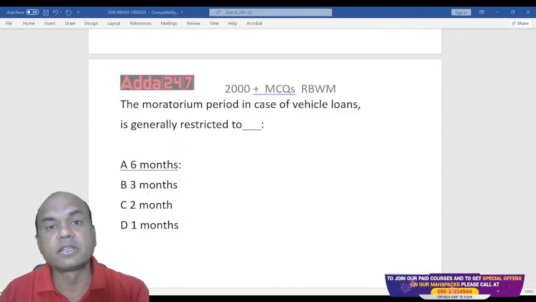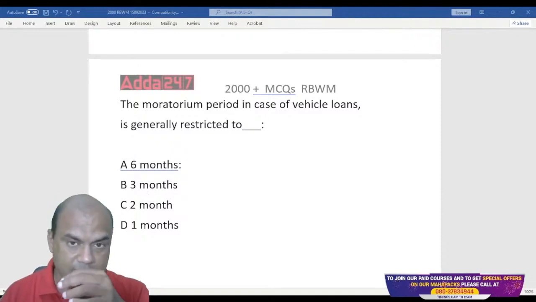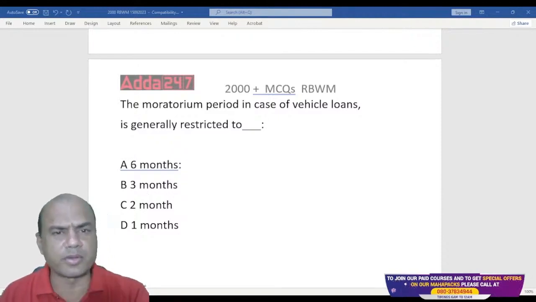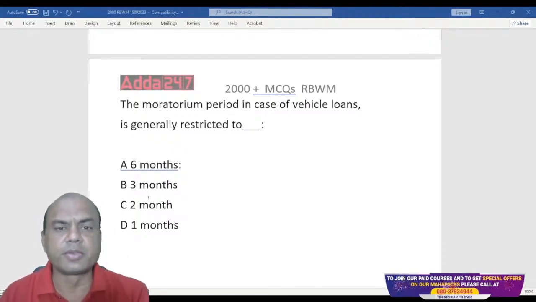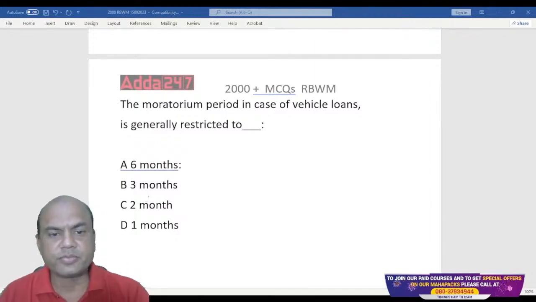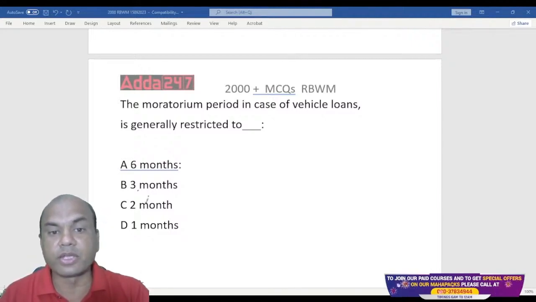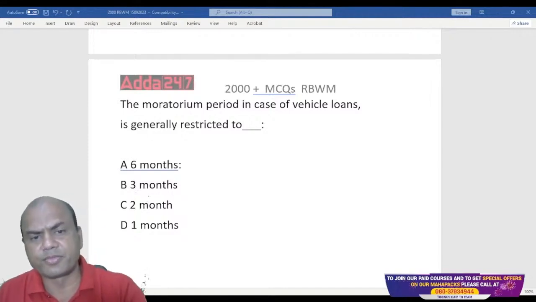Yes, it is 18 months, correct. 18 months for new construction. For old houses, there is no moratorium; the full amount is disbursed directly. So, what is it in case of vehicle loans? 6 months, 3 months, 2 months, or 1 month. What is it?